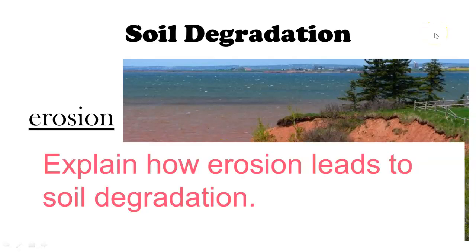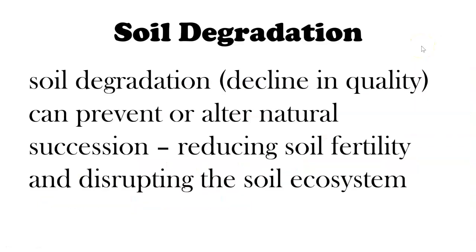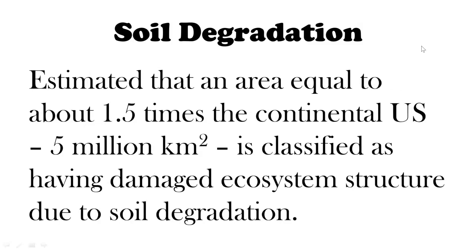We should make sure we can explain how the two types of erosion lead to soil degradation. Soil degradation can prevent or alter natural succession if it occurs during that process. Also, it can reduce soil fertility and disrupt the soil ecosystem. It's estimated that an area equal to about 1.5 times the continental United States, which is about 5 million square kilometers, is classified as having damaged ecosystem structure due to soil degradation caused by wind erosion only. That's just wind erosion, guys. When you include the soil degradation caused by water erosion, it increases to about 16 million square kilometers.